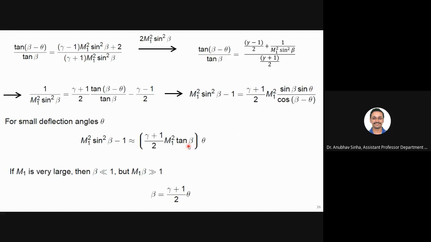Okay, sine theta will go out, it will become theta here, and sine beta by cos beta is tan beta. So what we see here is that for large m1, when beta is small but m1 beta is large, then I can also say that beta is equal to gamma plus 1 by 2 into theta. So this will go and this will go. So sine beta will be equal to basically beta, and beta is equal to gamma plus 1 by 2 into theta. This is one approximation for large m1, but m1 into beta is also large.